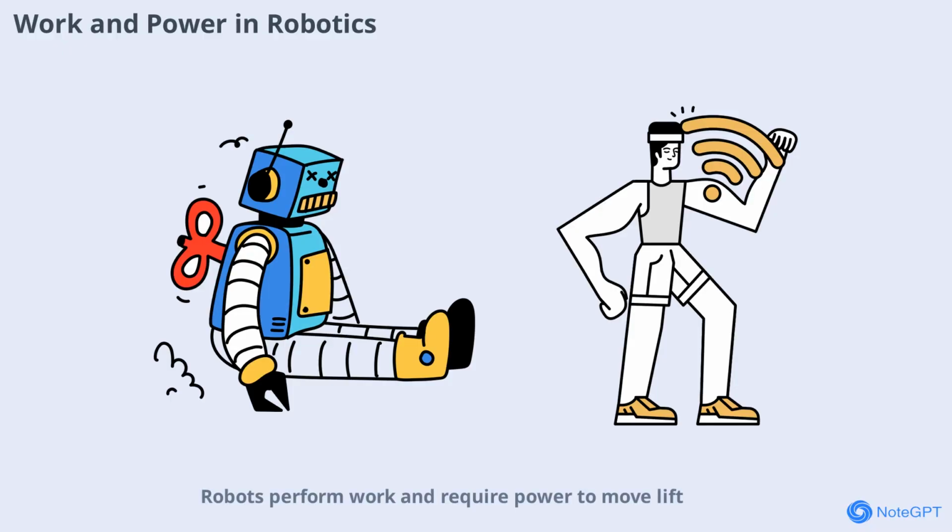Robots perform work and require power to move, lift, and interact with their environment. Engineers design robots to maximize efficiency, balancing power needs with battery life and performance. This field is rapidly advancing thanks to our understanding of these physics principles.